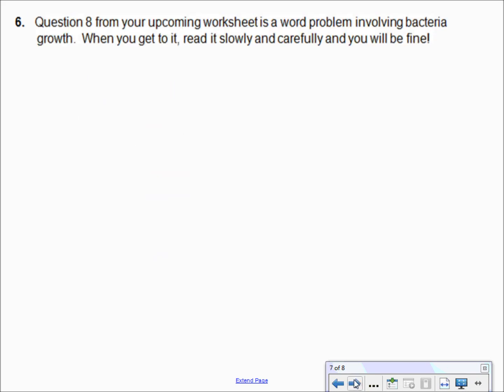All right, question 8 from your upcoming worksheet is a word problem solving bacteria growth. When you get to it, read it slowly and be careful, and you will be fine, okay? So this is a note because every single time you guys get to question 8, no one reads it.